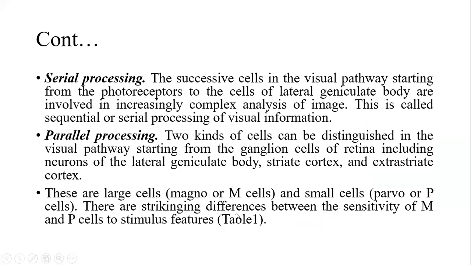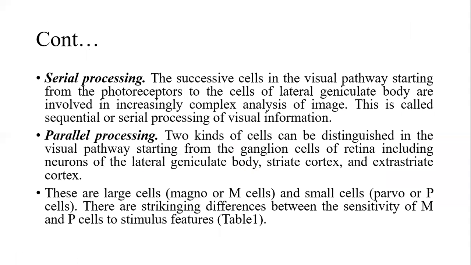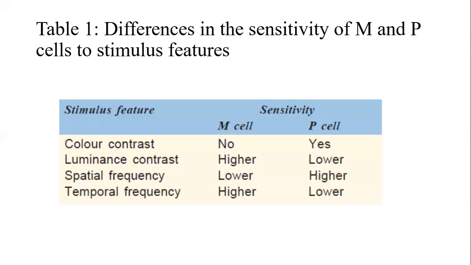There is a striking difference between the sensitivity of the M and P cells to stimulus features. So what do they do? For color contrast, M cells don't have any activity, but P cells do. Luminance contrast, yes, they both have, but higher and lower. Spatial frequency, both have, but M cell lower, P cell higher. Temporal frequency, M cells have higher, these are lower. So these two are also controlling the flow of this sensitivity to the brain.